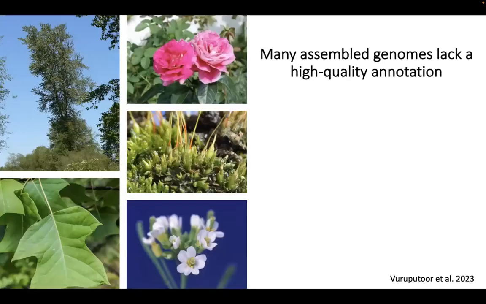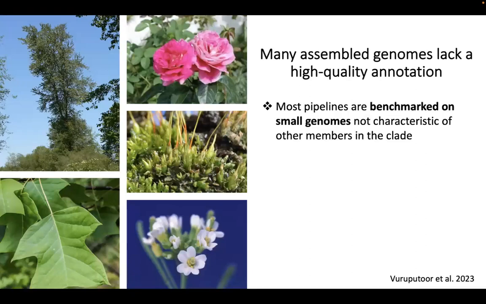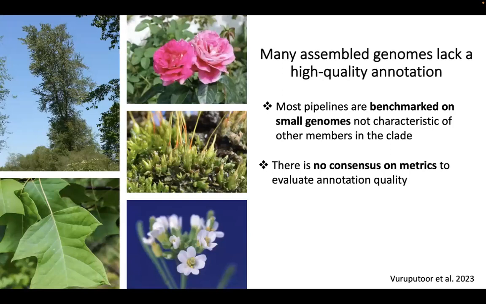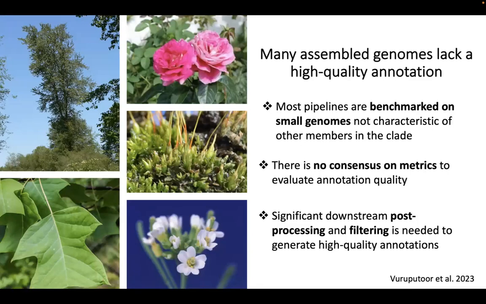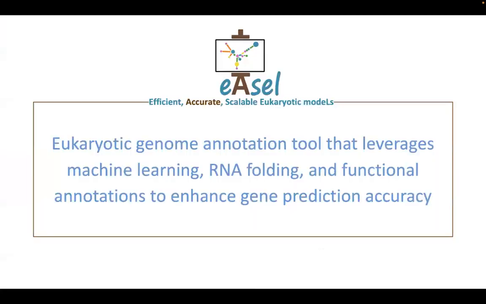Unfortunately, many assembled genomes lack a high-quality annotation, primarily because most pipelines that exist focus on benchmarking smaller genomes that may not represent more complex members in a clade. Furthermore, there is no consensus on metrics. BUSCO score, for example, is not enough to assess annotation quality and often overlooks issues of fragmentation. Finally, most existing pipelines require significant post-processing and filtering in order to generate the highest quality annotation, especially for larger, more complex genomes, which often exhibit an inflated number of false positive genes.